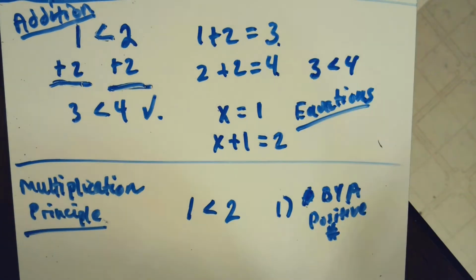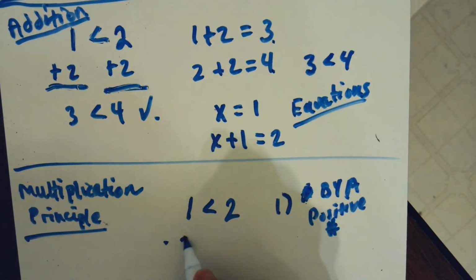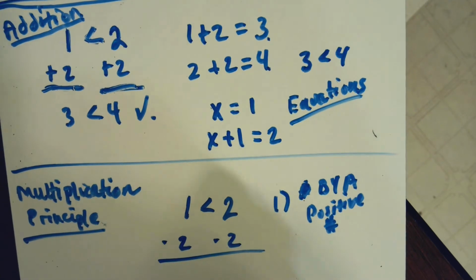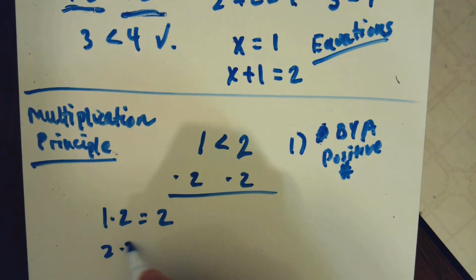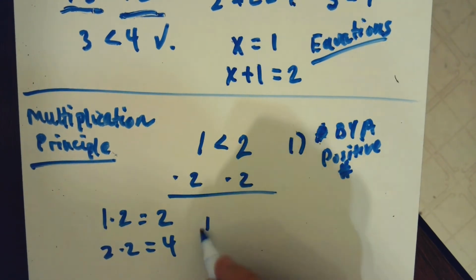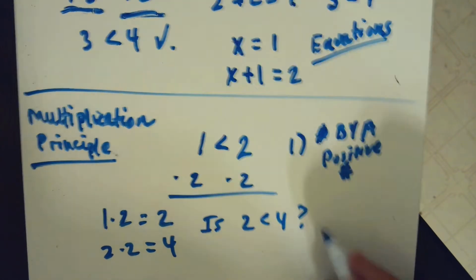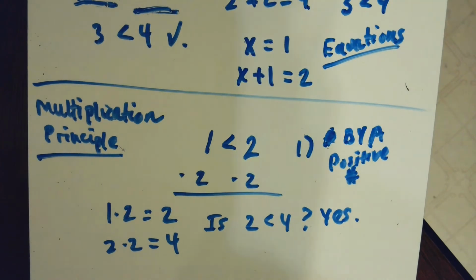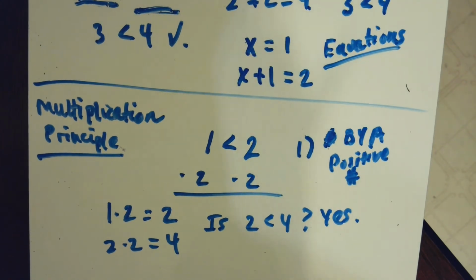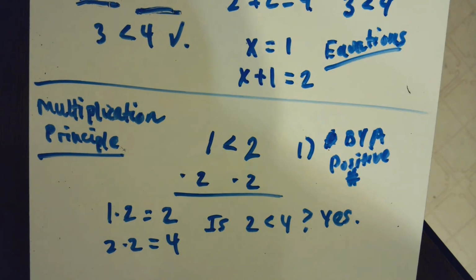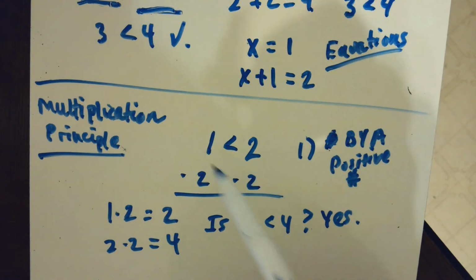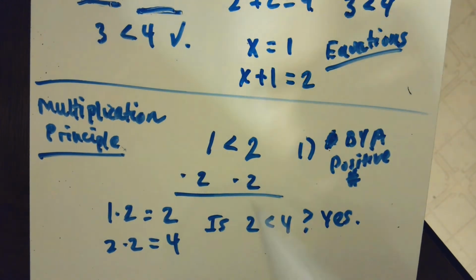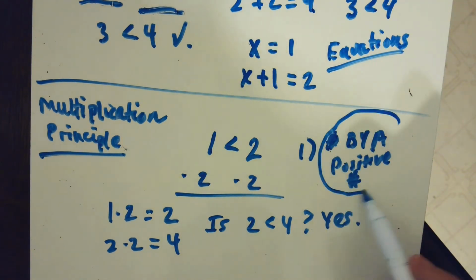So we multiply by a positive number. Let's multiply both sides by 2. Well, on the left side we get 1 times 2, and that's 2. On the right side we get 2 times 2, which is 4. Now, is 2 less than 4? Of course it is, yes. So what we experimentally verified is that the multiplication principle works for positive numbers. We still get the same inequality direction when we take an inequality and multiply both sides by a positive number.